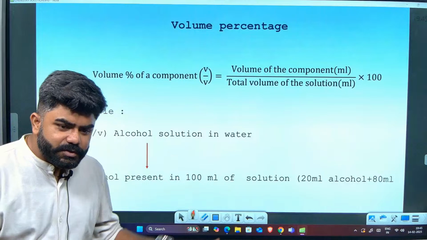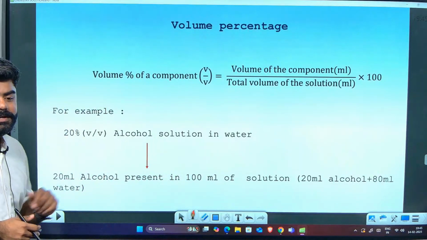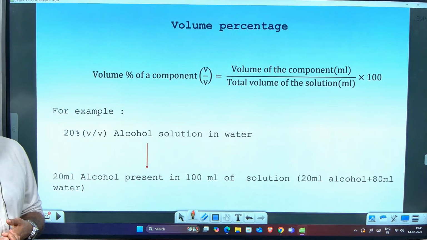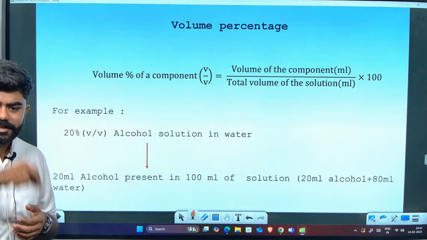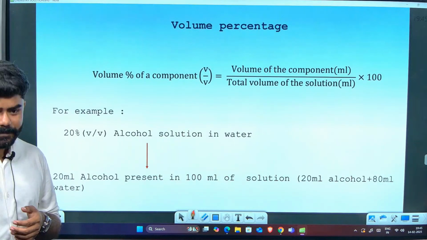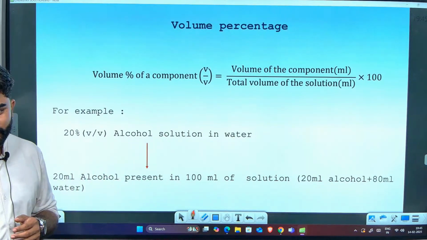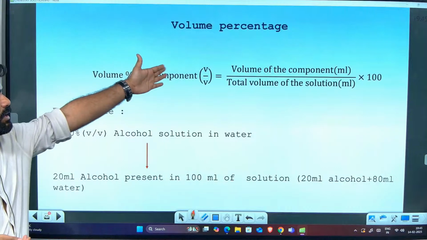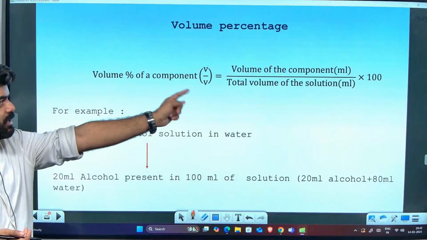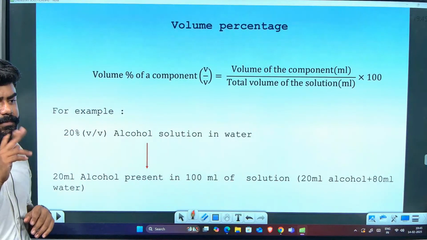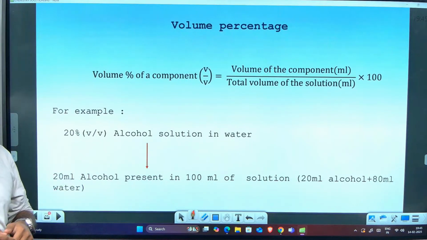Did you understand? So here, suppose we take 20% ethanol, what does that mean? 20 ml ethanol in 80 ml water, so the total should be 100 ml. Understood? What is the formula for that? Volume of the component in ml divided by total volume of solution in ml into 100. Make a note quickly.